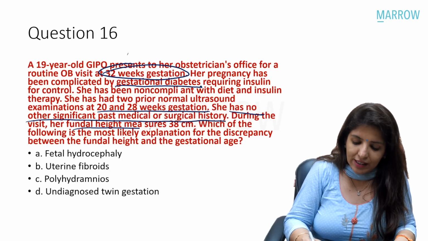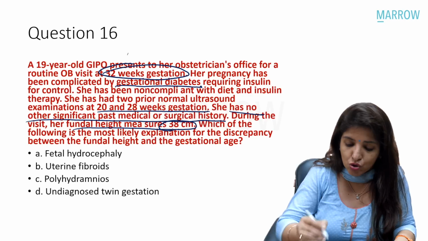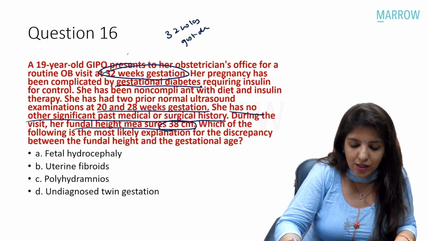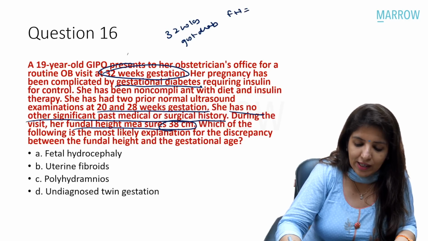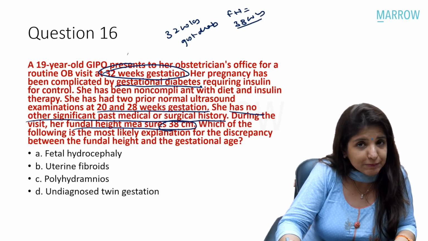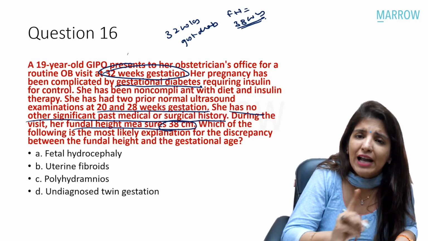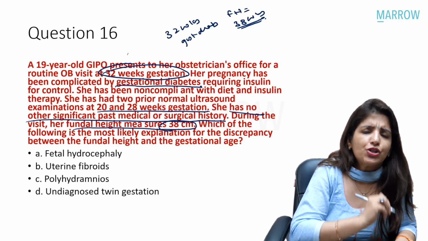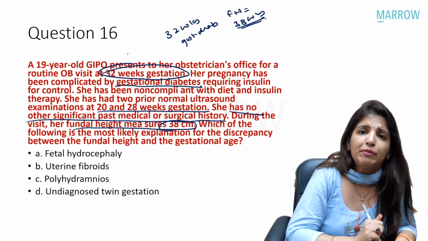During the visit, her fundal height measures 38 centimeters. So she is 32 weeks pregnant. She is a case of gestational diabetes and her fundal height is 38 weeks. Right? That means height of the uterus is more than the period of gestation. Now, what are the conditions in which height of the uterus is more than the period of gestation?